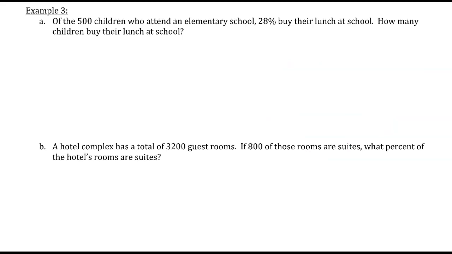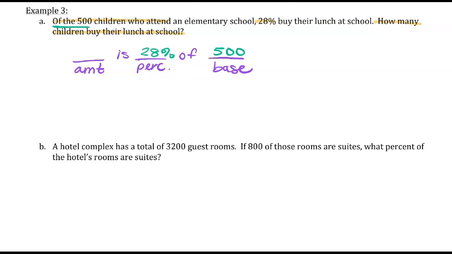In example 3, we still have percentage problems, but now they are word problems. Let's take a look at A. Of the 500 children who attend an elementary school, 28% buy their lunch at school. How many children buy their lunch at school? Let's fill in our blanks. Our big clue is that the number 500 comes after the word of. So 500 is our base. Our percentage is 28%, and we're asking the question of how many.